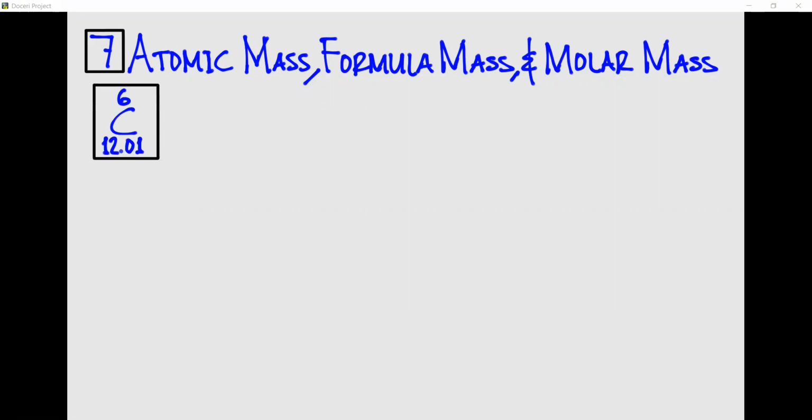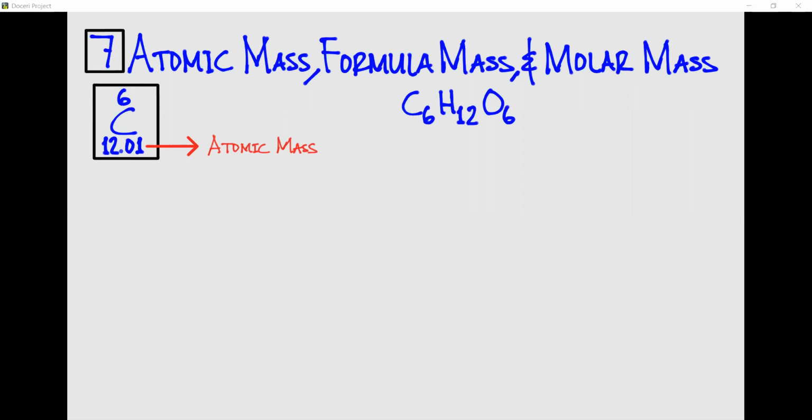Let's take a look. So when you look at a periodic table, you'll see two numbers above and below the elemental symbol. So for example, carbon, you have 6. This tells you the atomic number, right? It tells you the number of protons and also the number of electrons. The number at the bottom is the atomic mass. And the atomic mass is the weighted average of all the isotopes of that element.